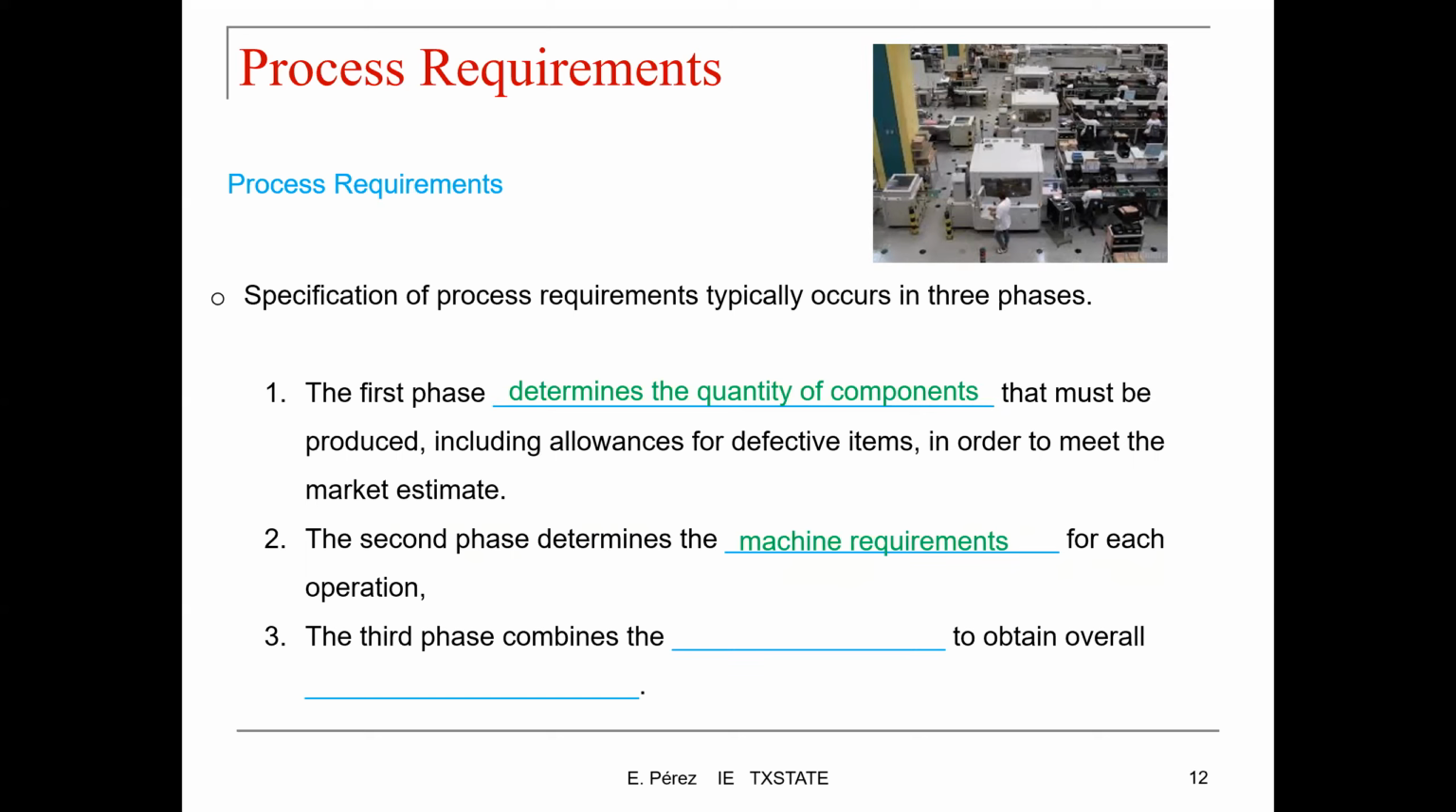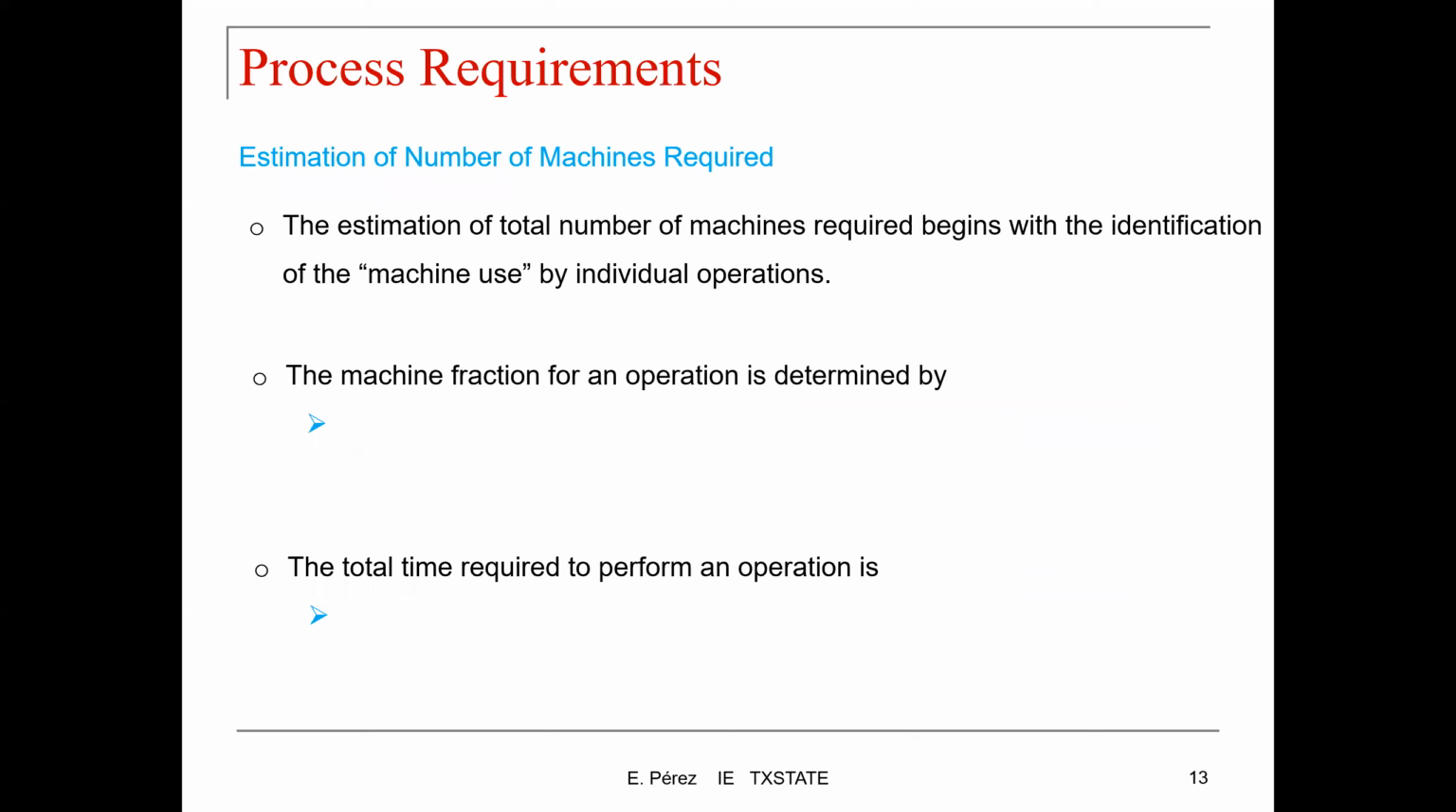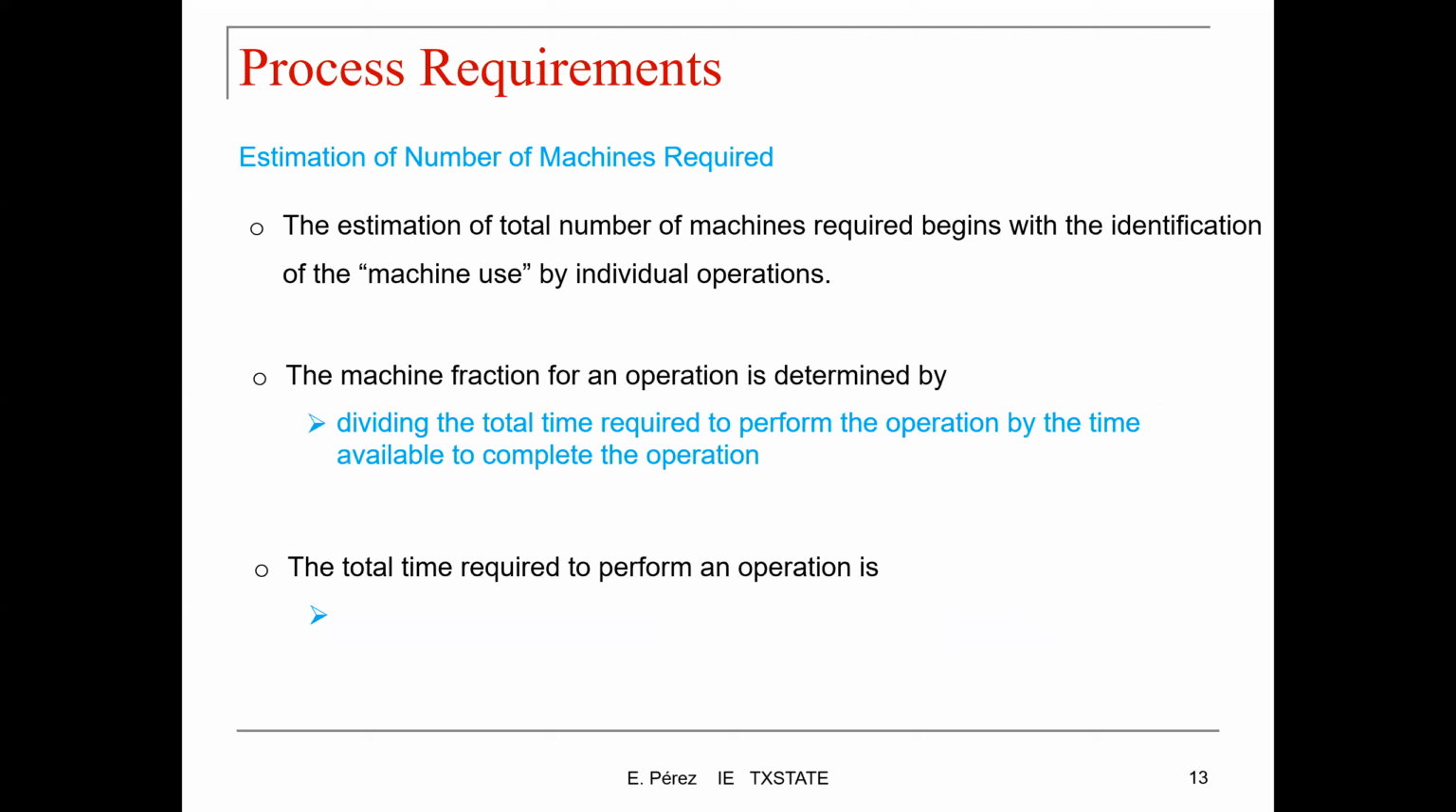The second phase determines the machine requirements. So that's our focus in this lecture for each operation. The third phase combines the operation requirements to obtain overall machine requirements. The estimation of the total number of machines required begins with the identification of the machine use by individual operations. The machine fraction for an operation is determined by dividing the total time required to perform the operation by the time available to complete the operation.